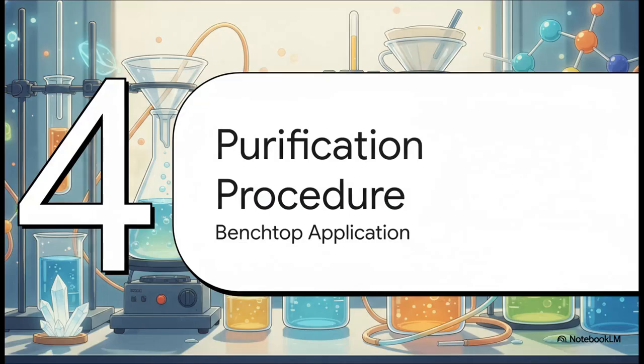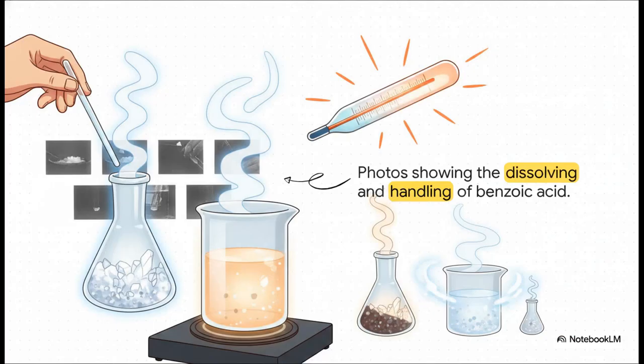Okay, let's take this theory over to the benchtop. Section 4, the purification procedure. When you actually run this physical procedure, precision is everything. Starting with our crude, impure solid in an Erlenmeyer flask, the absolute most critical technical step is adding only the bare minimum amount of near-boiling solvent required to dissolve it. If you get heavy-handed and use too much solvent, your target compound is just going to stay dissolved even when it's ice cold, completely wrecking your final crystal yield.